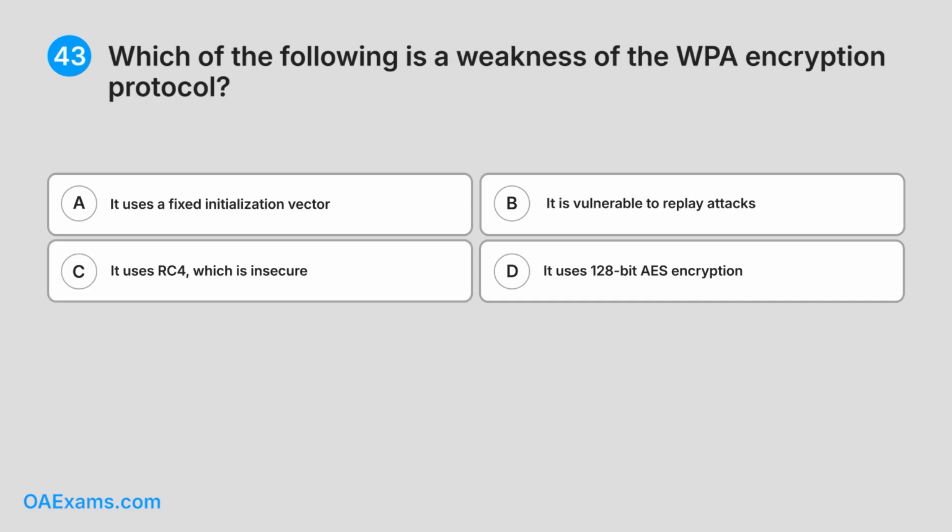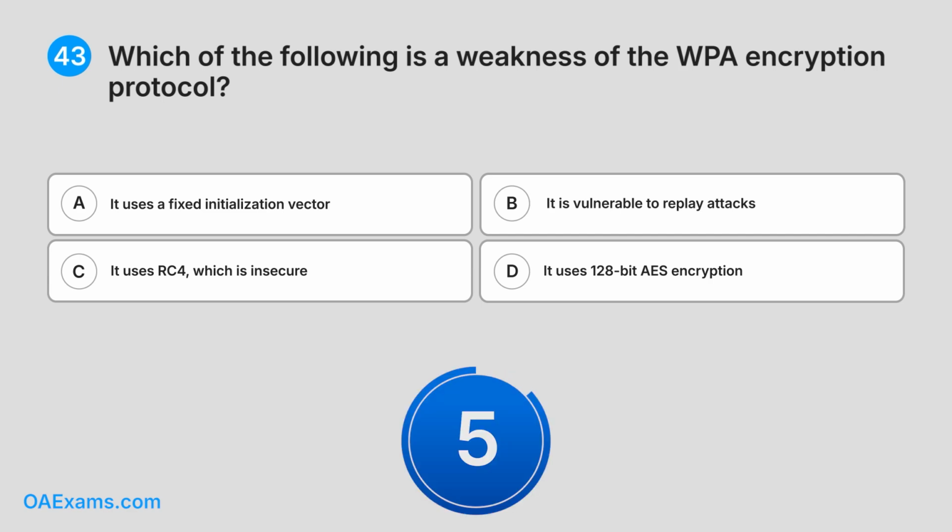43. Which of the following is a weakness of the WPA encryption protocol? A. It uses a fixed initialization vector. B. It is vulnerable to replay attacks. C. It uses RC4, which is insecure. D. It uses 128-bit AES encryption. What do you think is the answer?